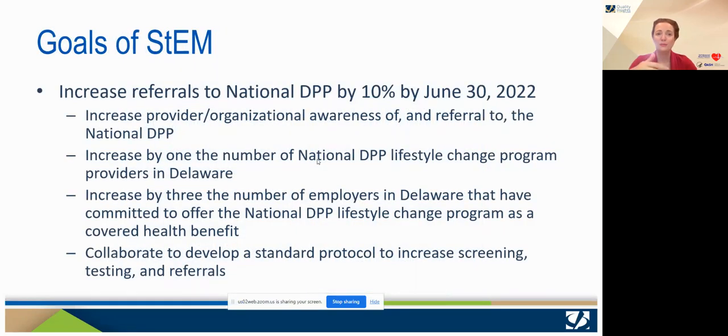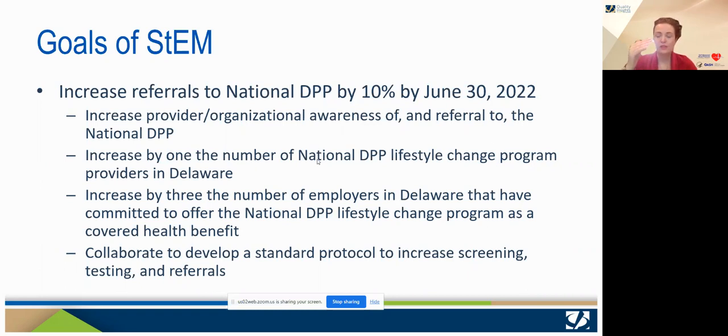So I talked a little bit about the 4 pillars. Now we're going to talk a little bit about what the goals of the State Engagement Model are. One of the primary goals is to increase referrals to the National Diabetes Prevention Program by 10%. You'll see the end goal here of June 30th, 2022. We know that's coming right up. And you should note we are currently assessing our data to see where we are in meeting these goals.